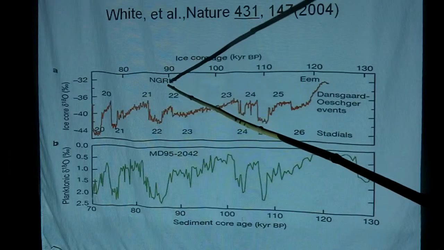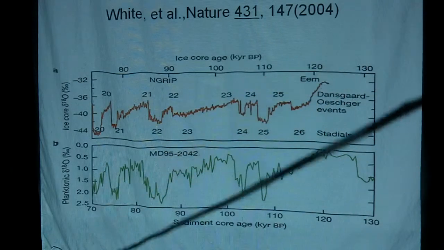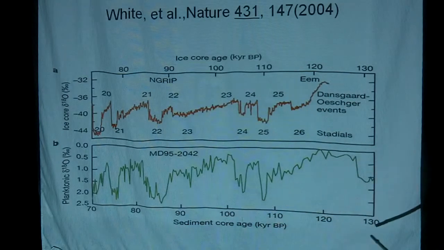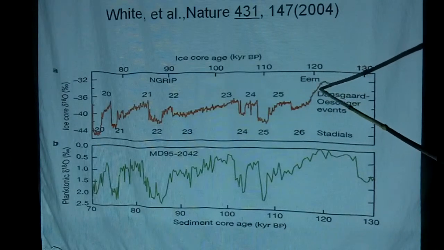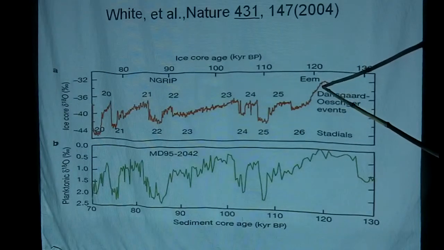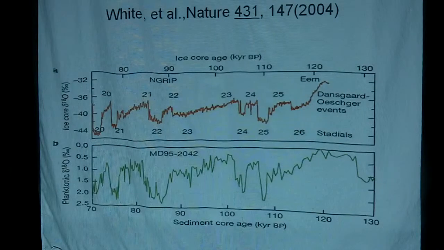NGRIP is the northern Greenland ice core, and this is a section out of that ice core from 70,000 years ago to 130,000. And this is the Eemian warm spell, which was the warm spell prior to the present warm spell that we're experiencing right now.